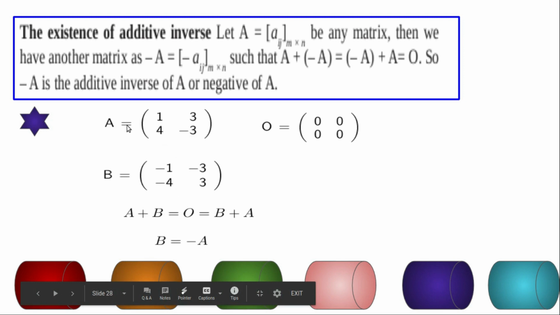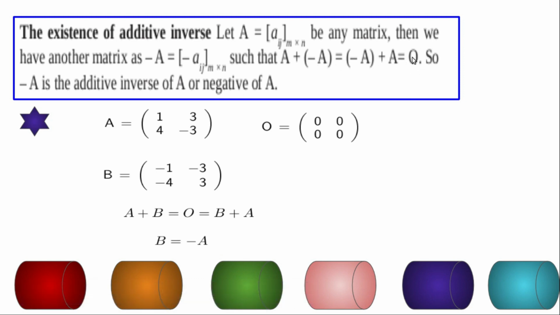For any matrix A, we can find minus A such that A plus minus A equal to minus A plus A equal to the corresponding 0 matrix. Okay, A and O are of the same order m by n. So minus A is the additive inverse of A.